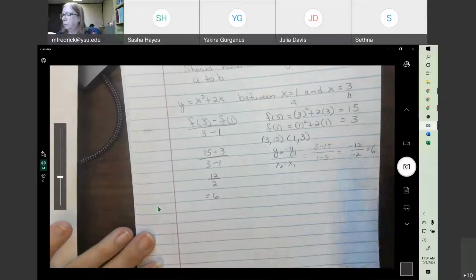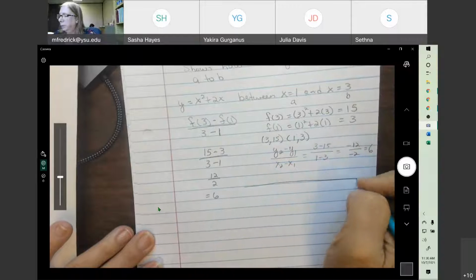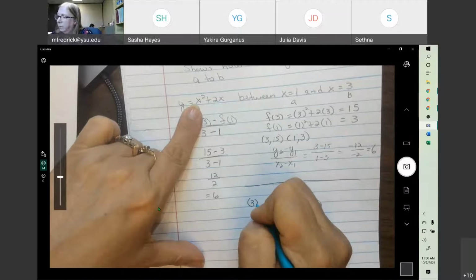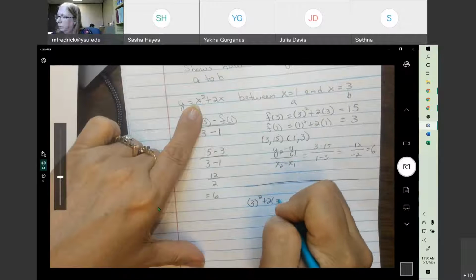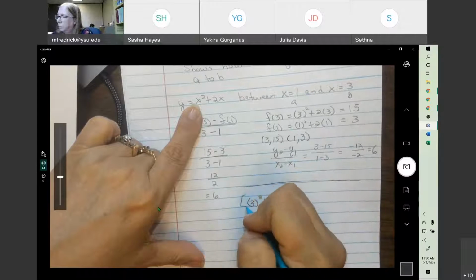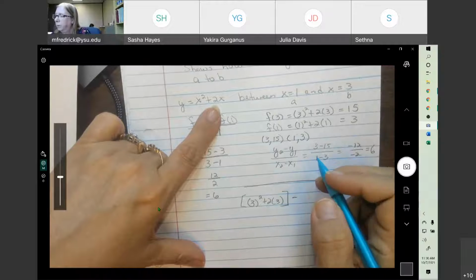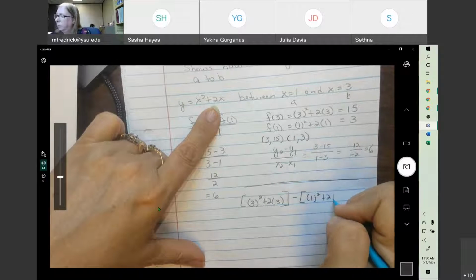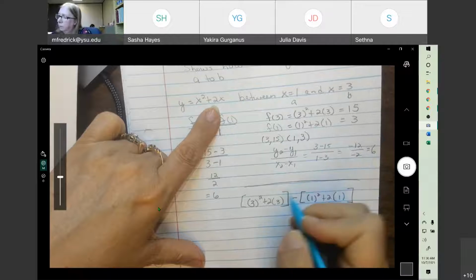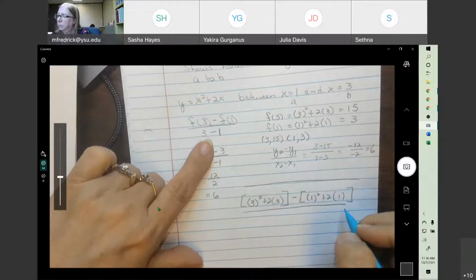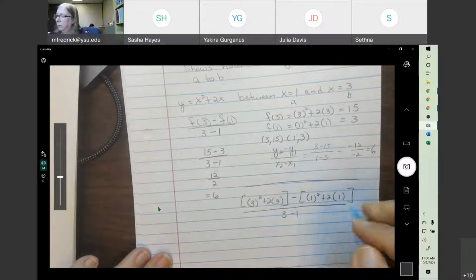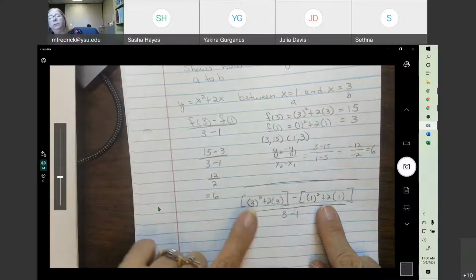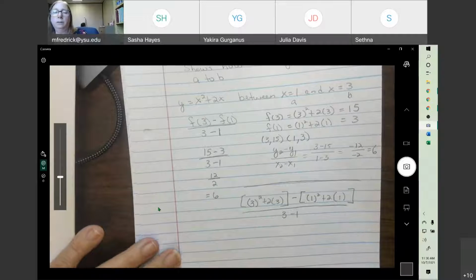There's one other way some students do, and they just plug it right in. So if we have f of 3, they plug 3 in here. 3 squared plus 2 times 3. That's f of 3. Minus f of 1. 1 squared plus 2 times 1. All over 3 minus 1. So you could plug it in here and then simplify also. So there's 3 different ways you could do the problem.